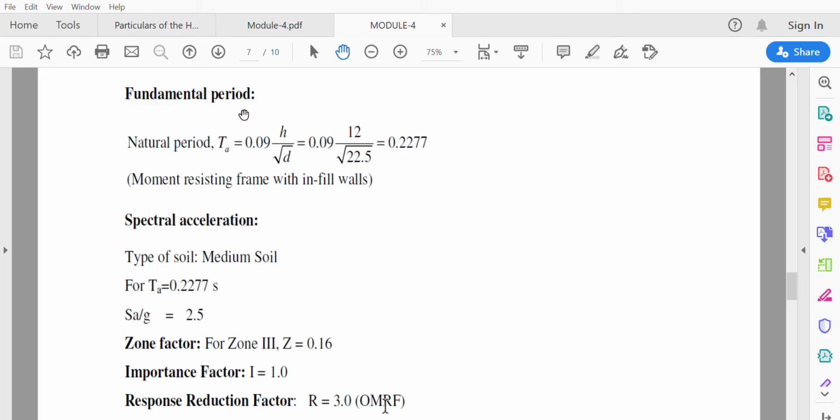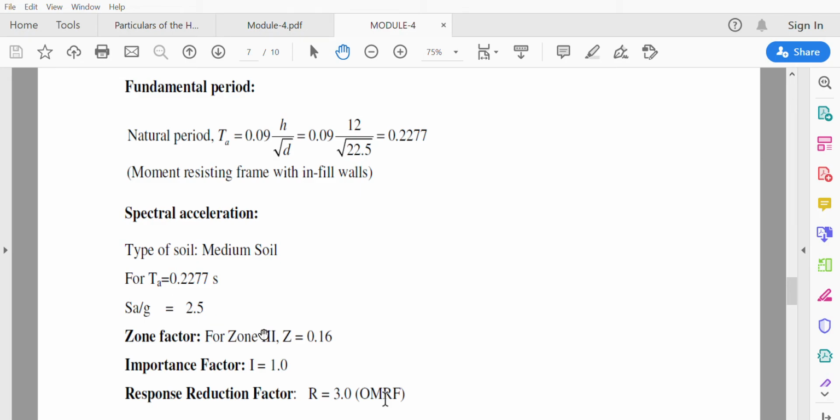Then fundamental natural period. Ta is equal to 0.09 h by root d. h is the total height 12, d is the base dimension 22.5, so it is 0.2277. So this is a moment resisting frame with infill wall. For without the infill we have a different formula. Then spectral acceleration. So type of soil is medium soil. Ta is 0.2277 seconds. By referring to the code book IS 1893, Sa by g, we are getting 2.5.